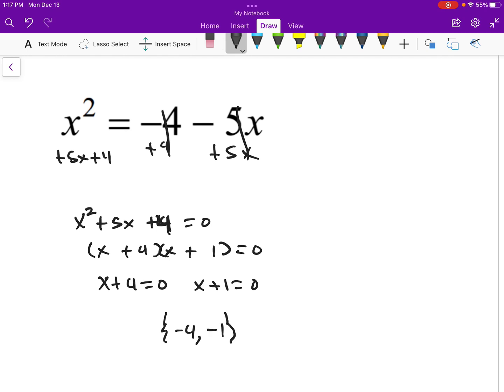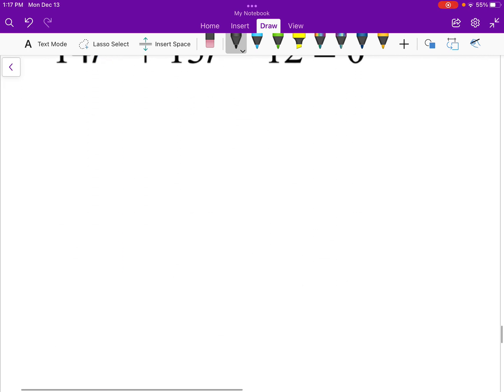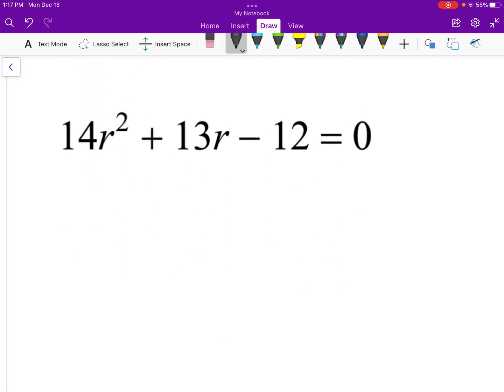All right, let me find one here where the factoring is a little harder. Oh, here we go. Okay, let's try this one. So I've got 14r squared plus 13r minus 12 equals 0. So the first step is done. It is equal to 0, which is great. But I do need to factor this. And this one's trickier because of the 14, right?